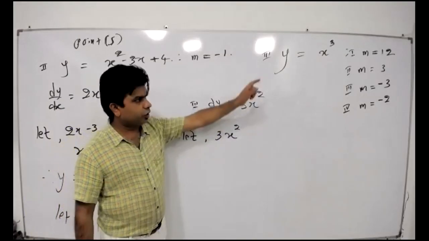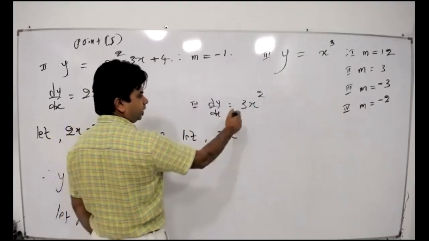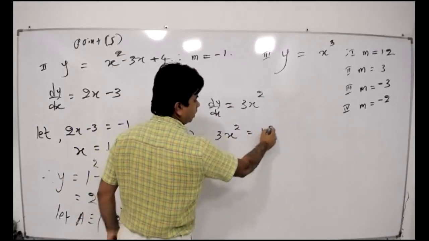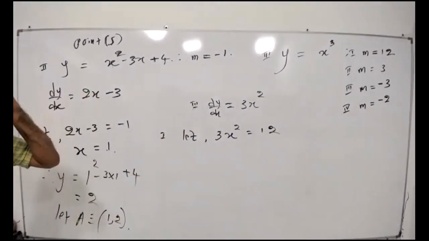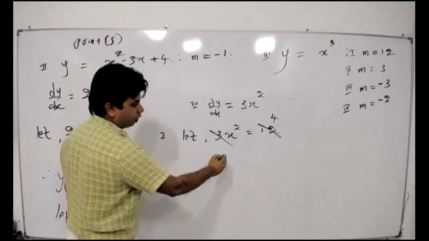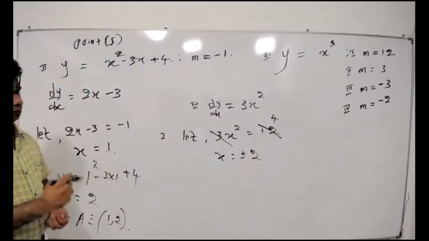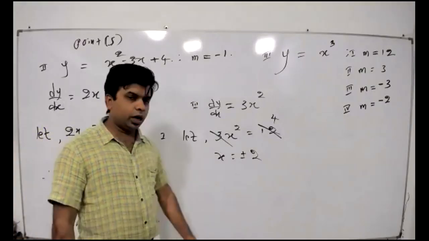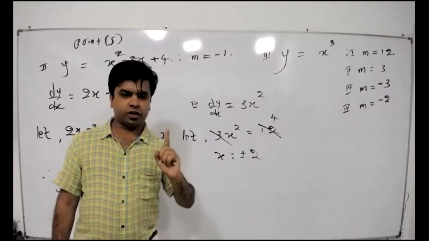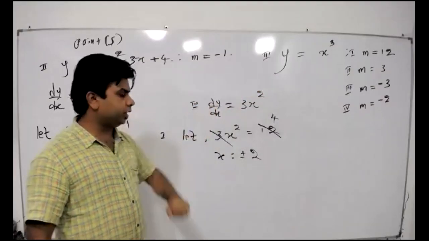All right. Now I'm going to discuss the first subpart of this third example. First, you find the gradient function. Now you equate this gradient function to the particular gradient given. 3x squared is equal to 12. Then dividing by 3, you get 4. x squared equals 4 means x equals plus or minus 2. Now there are two tangents actually. There are two different tangents on the same curve for this gradient 12. That's a simple idea.